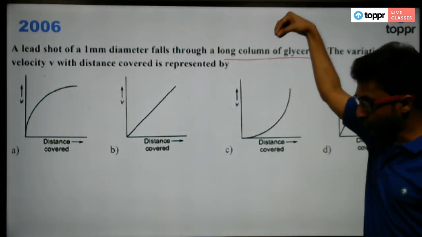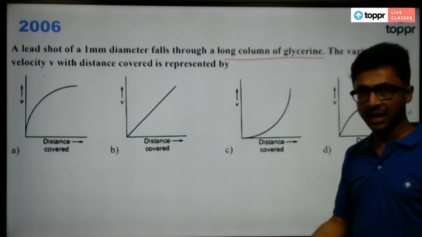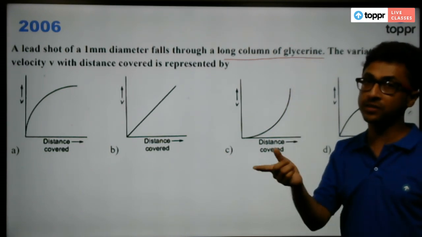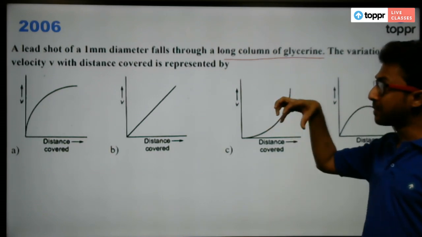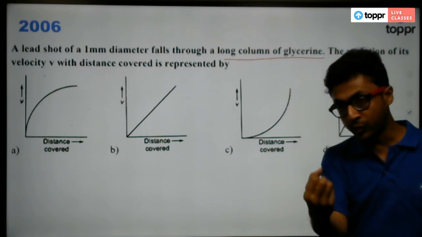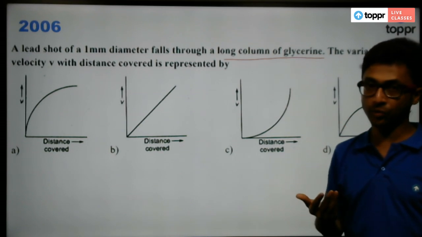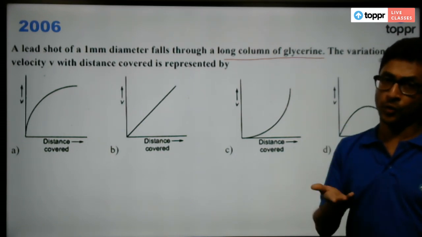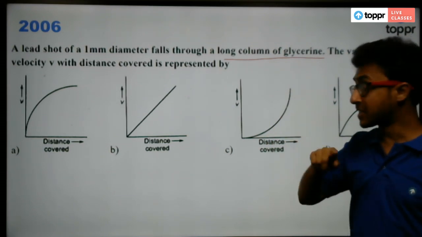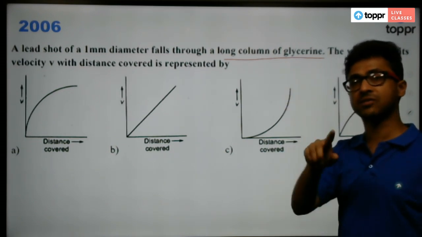So when it falls through a long column, what happens? As the velocity goes on increasing, the viscous drag, the viscous force, which is proportional to the velocity, also increases. So a certain point is reached, what happens? The weight, the force with which it is falling down, is balanced by the viscous drag and also the upthrust. The upthrust remains same throughout because it depends on the volume, but the viscous force goes on increasing. Why? Because as the velocity increases, viscous drag also increases.